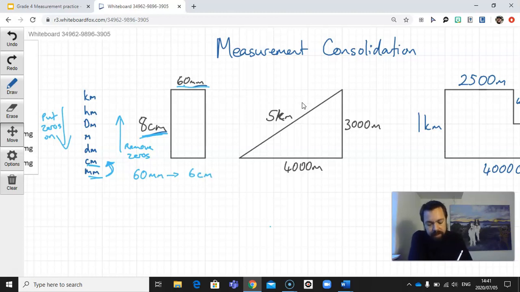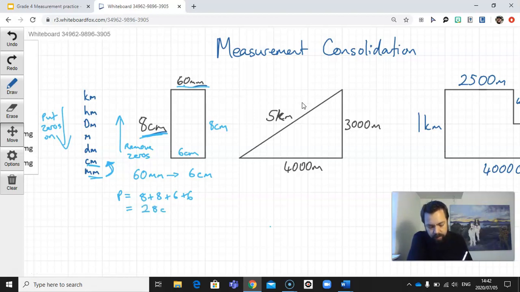So now if I want to find the perimeter of this, what I need to do is add them together. Knowing that it's a rectangle, I can say that the opposite sides are the same. Now I just need to add them all together. So let's say perimeter equals 8 plus 8 plus 6 plus 6. 8 and 8 is 16. 16 plus 12 is 28.